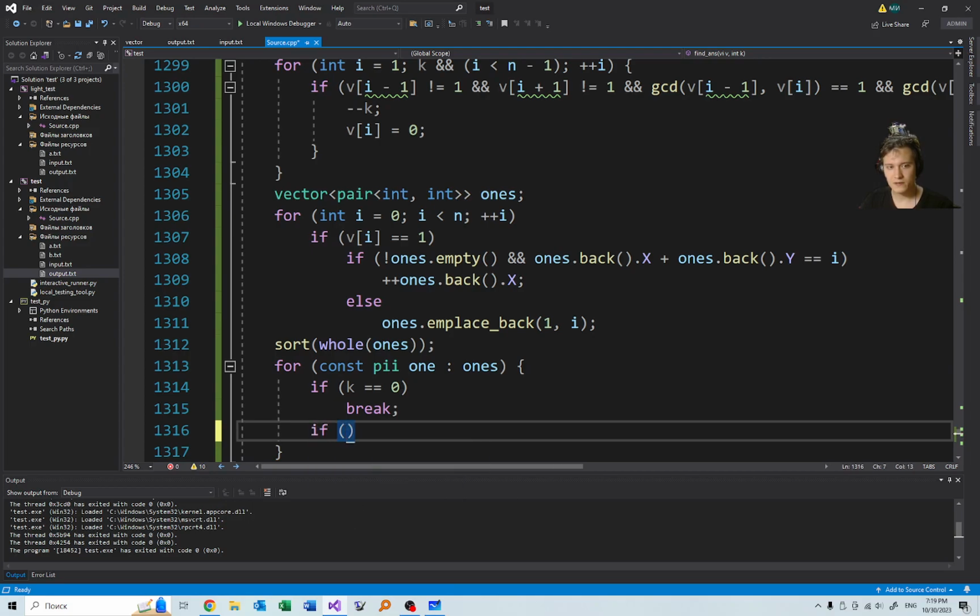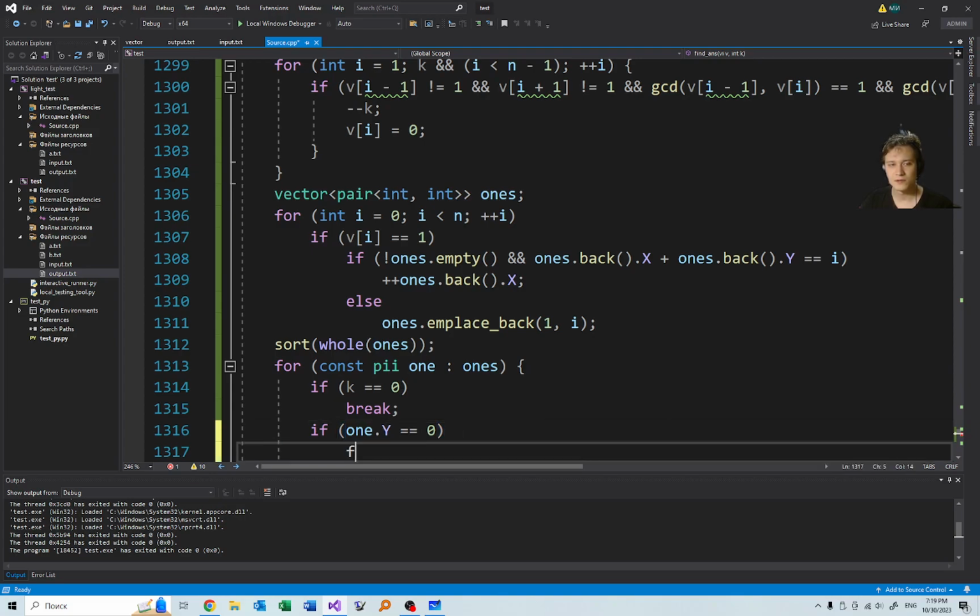So like this. If 1.y equals 0, then we need to go from bottom to top, from the last element to the first element. For int i equals 1.x plus 1.y minus 1, i is at least 1.y minus i, and also we check that k is not 0.